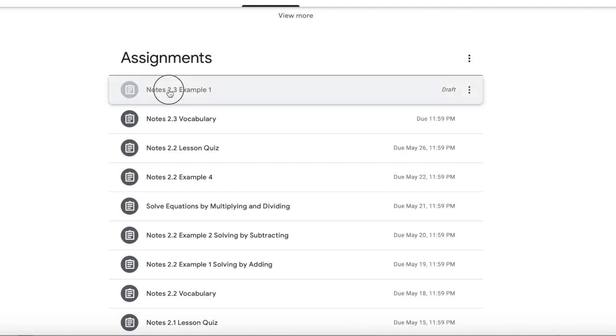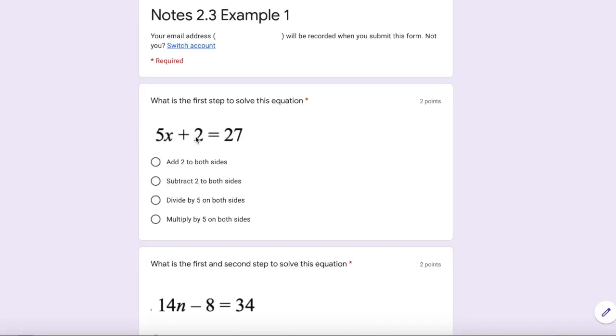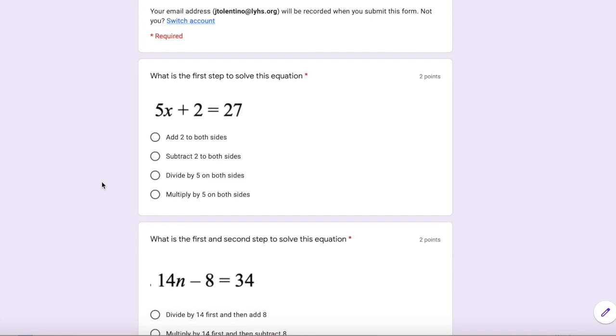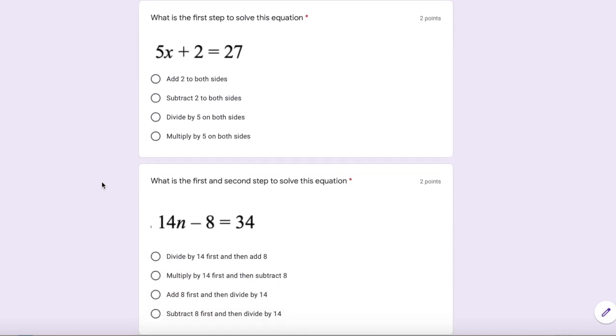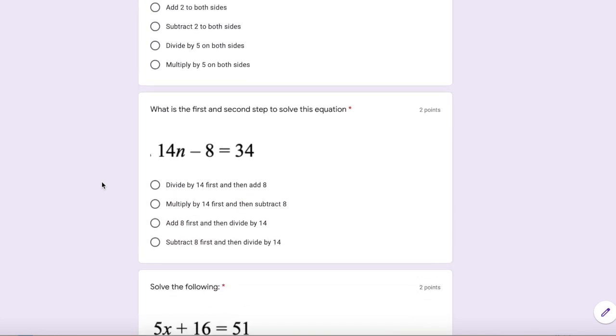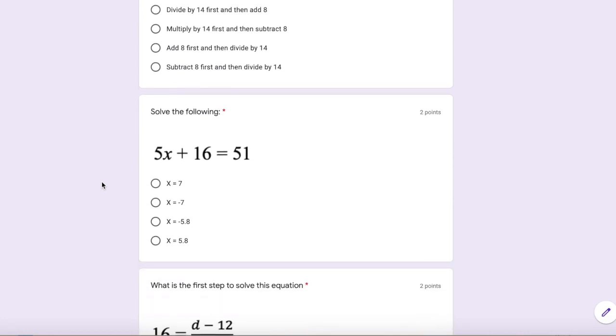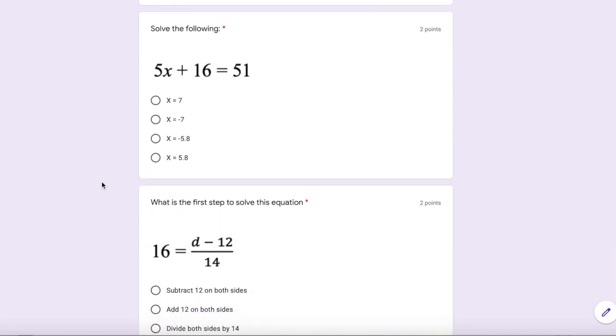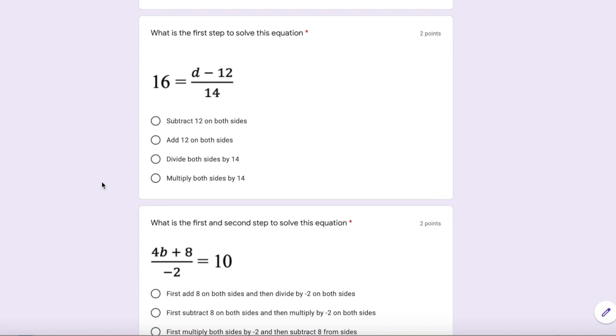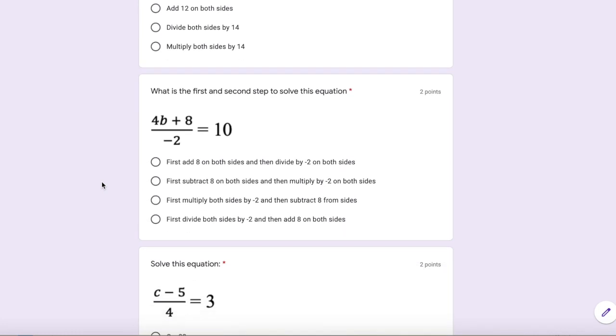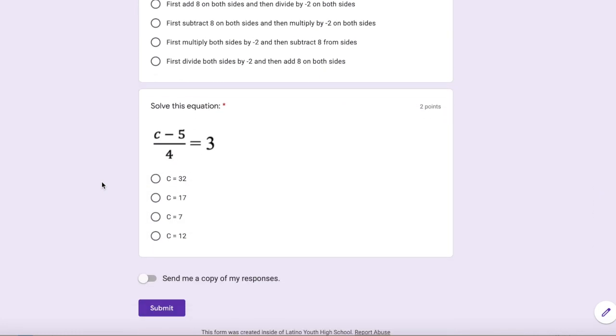As always, in the assignments category, click on Notes 2.3 Example 1. It's going to open a Google form. It's going to be multiple choice. Some of the questions are asking you about what you will do in the first step. And other questions are asking you about what you will do in the first and second step. And then finally, the other type of questions is asking you for the actual answer. So that's all you have to do.